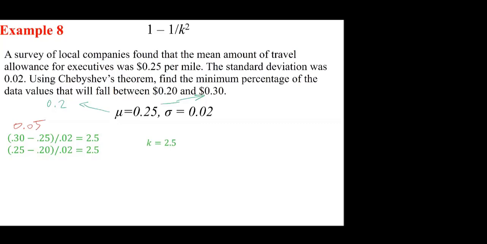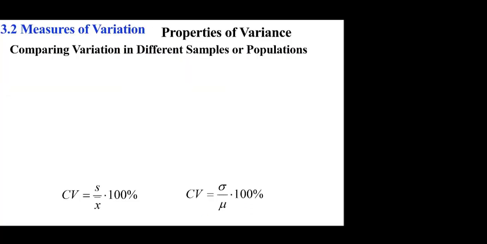Now, according to Chebyshev's theorem, we say 1 minus 1 over k squared. So 1 minus 1 over 2.5 squared. Now you need to calculate this and subtract it from 1. And that works out to be about 84%. Comparing variation in different samples or populations, we use what's called the coefficient of variance.